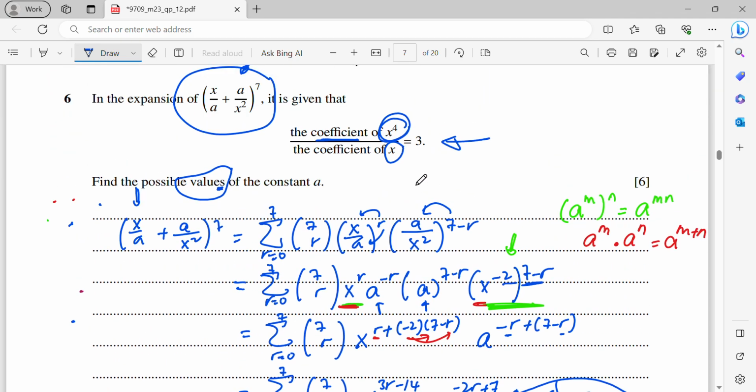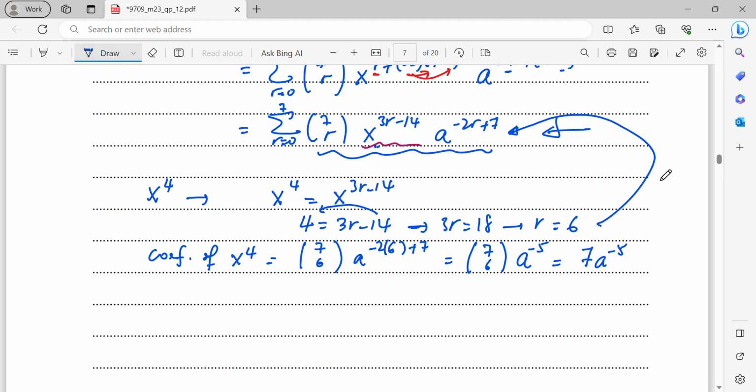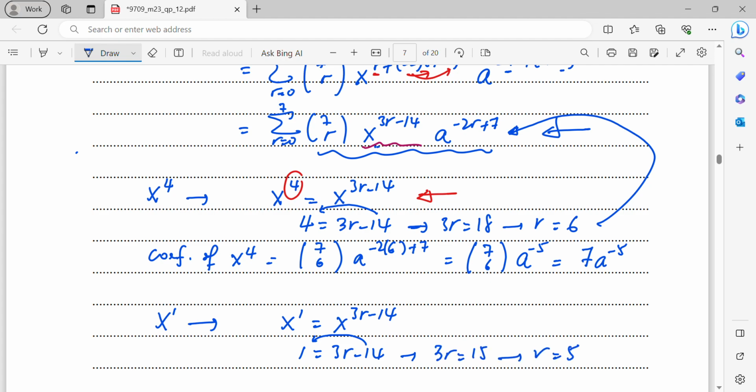Now, the next step is to get the coefficient for x. It's the same method. I will just repeat this step, but change this 4 to 1. So here I will get x to the power 1 equals x to the power 3r minus 14, which means now 1 is 3r minus 14. Therefore, by moving the minus 14 to the left side, I will get 3r is 15. Hence, r is going to be 5.